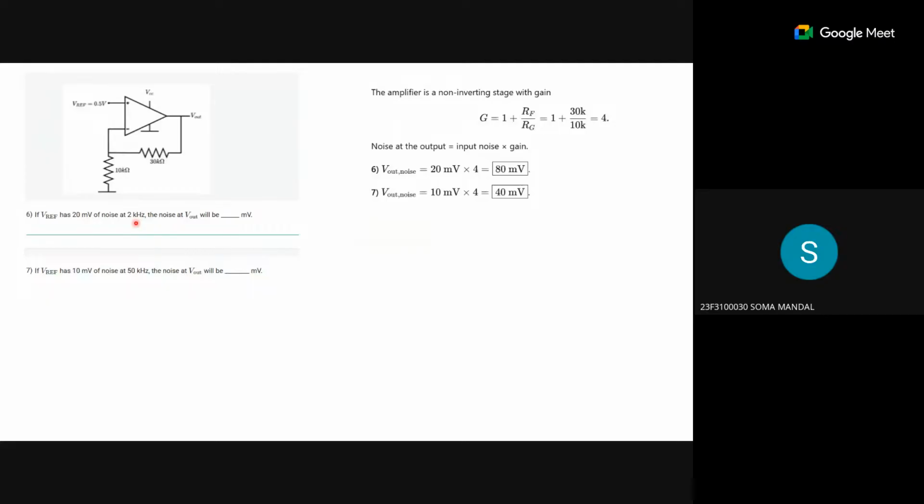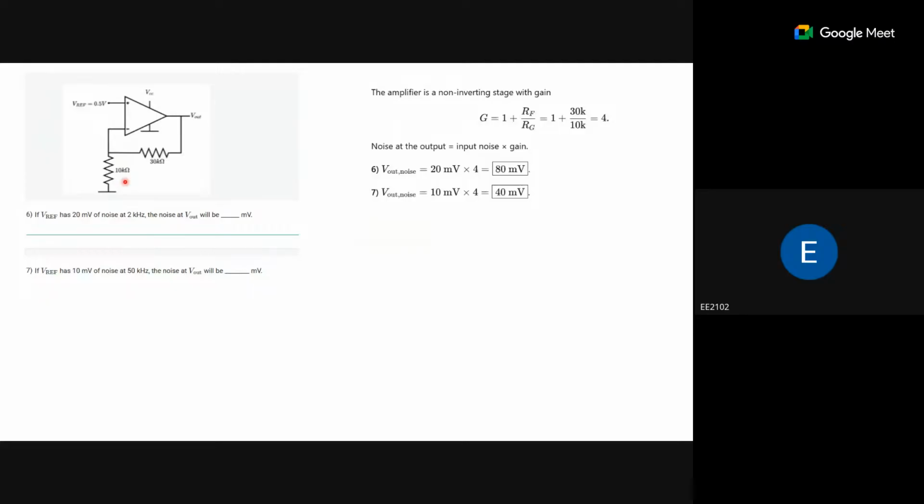As it is non-inverting, the gain will be 1 plus RF by RIN, and RF is 30 kilo ohm and RIN is 10 kilo ohm. Then the gain will be that. That is only the gain, no?